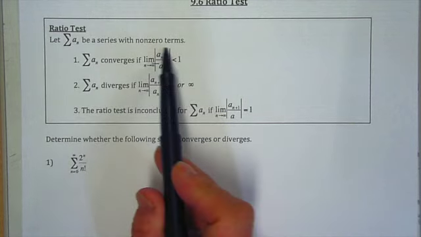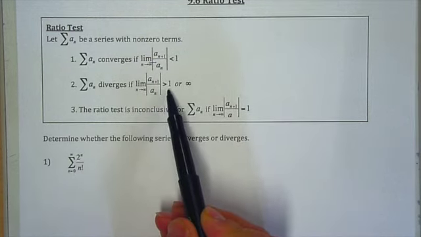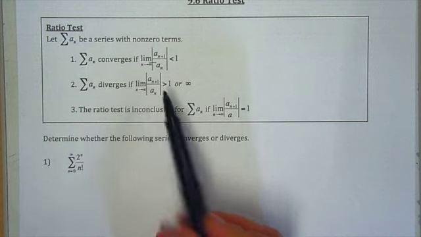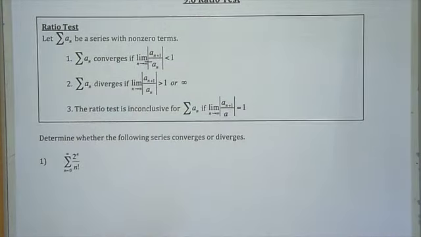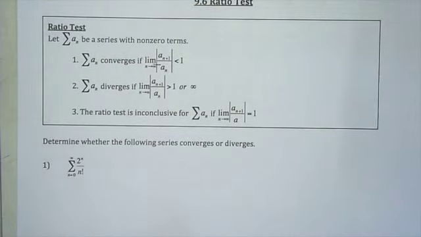What this really is saying is that the numbers are getting smaller. If you take that ratio and it's greater than 1 or infinity, then the series diverges because those numbers are getting bigger. If that limit is equal to 1, then it's going to be inconclusive. So we're going to have to resort to another test.